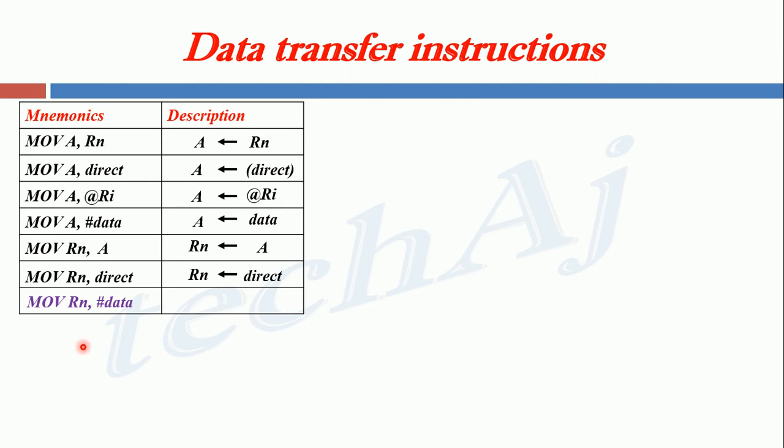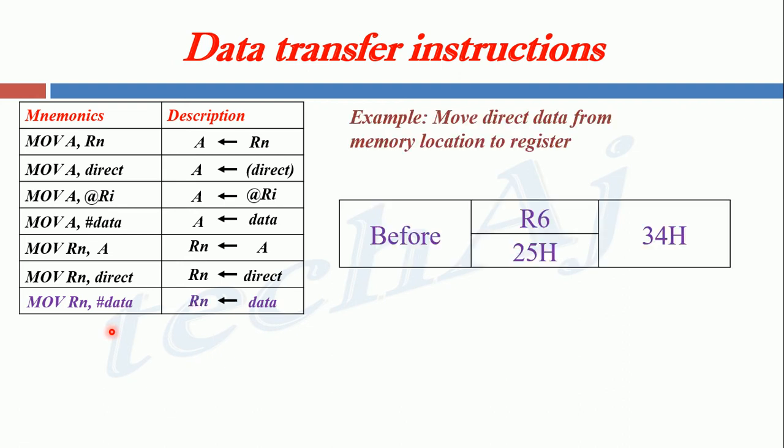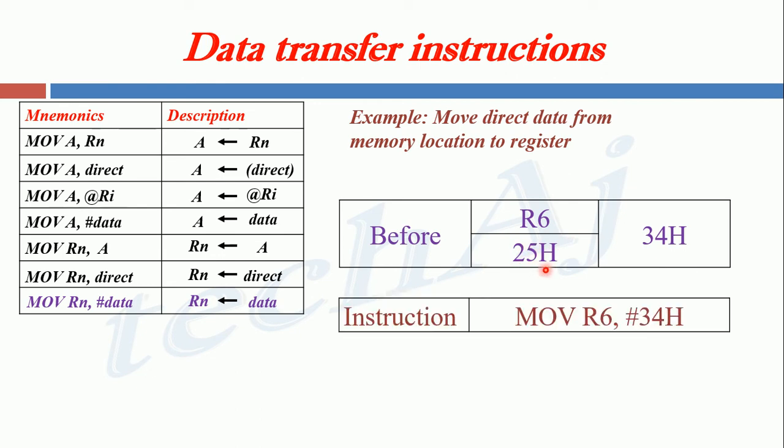Next instruction is MOV Rn, #data. This instruction will copy the immediate data into the register. For example, R6 is having the value 25H. If we execute MOV R6, #34H, the 34H is copied into the register R6.